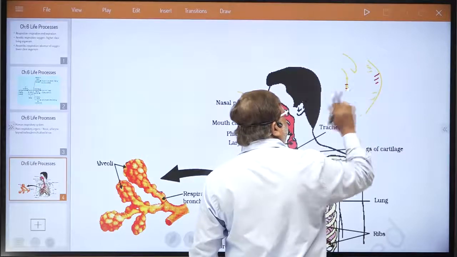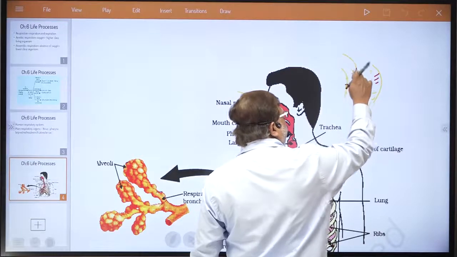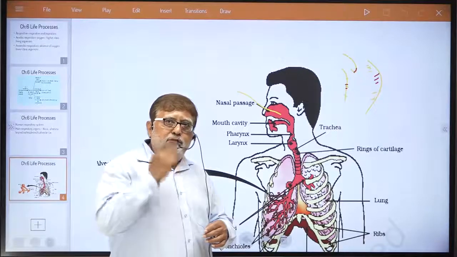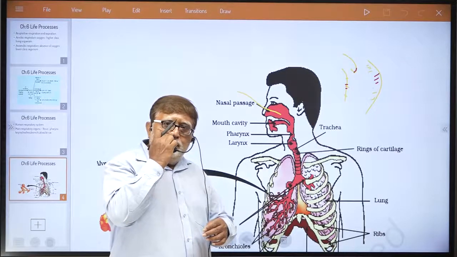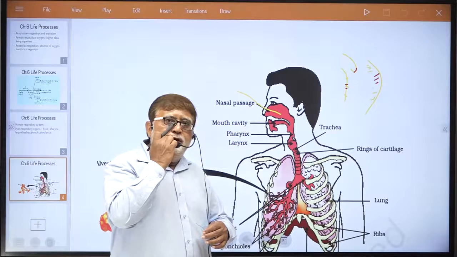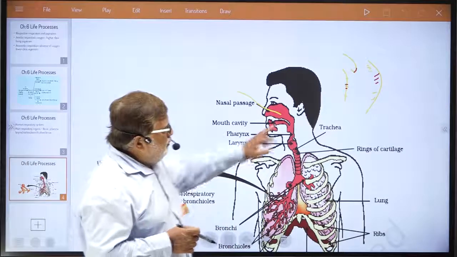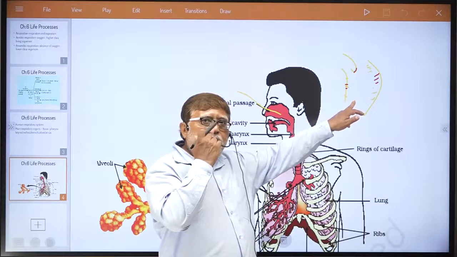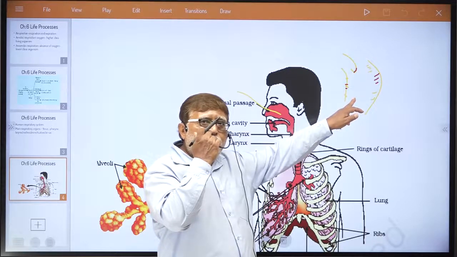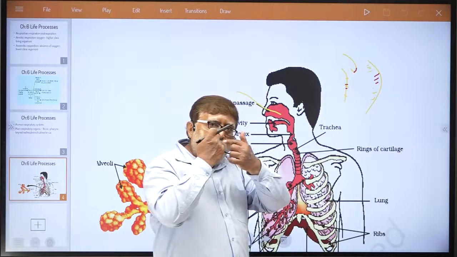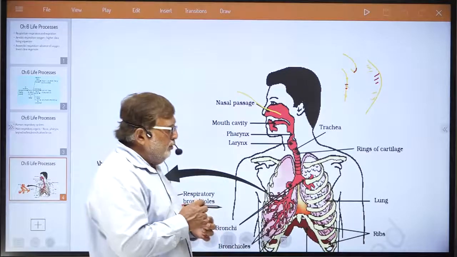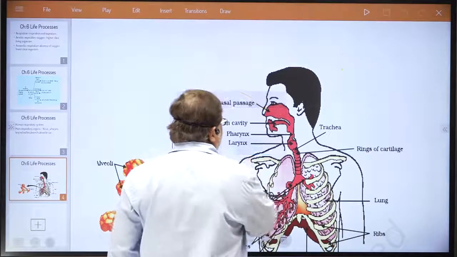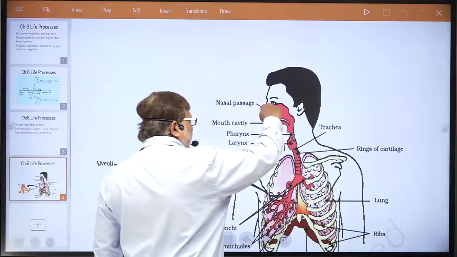So what is happening when this air enters, it may have dust particles, some microbes, etc. So these dust particles and microbes get entangled, because the sticky liquid mucus and fine hair present in the inner wall of the nasal cavity will stop them from entering and going into our lungs. Okay, now what happens? Try to understand. The air has entered the nostril.